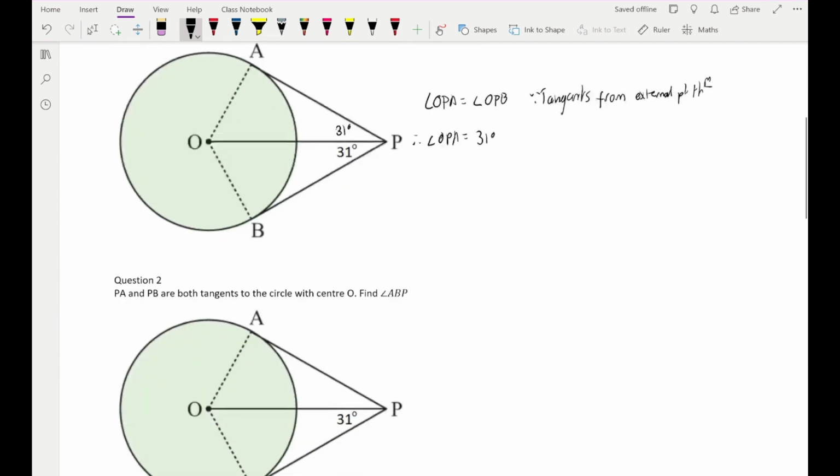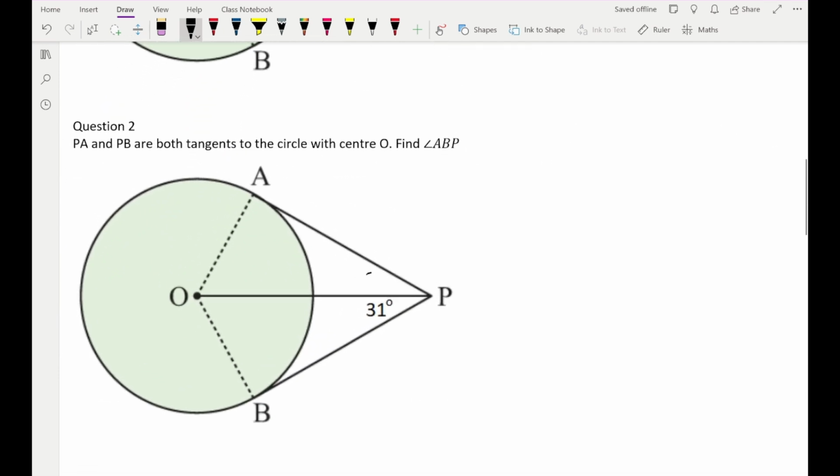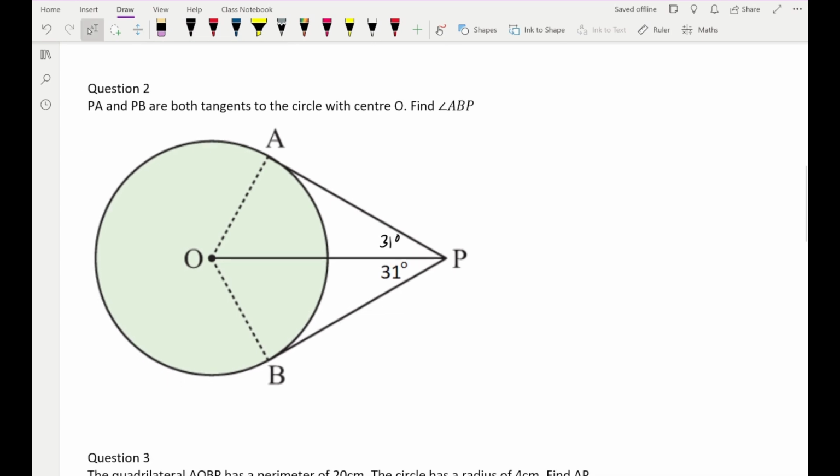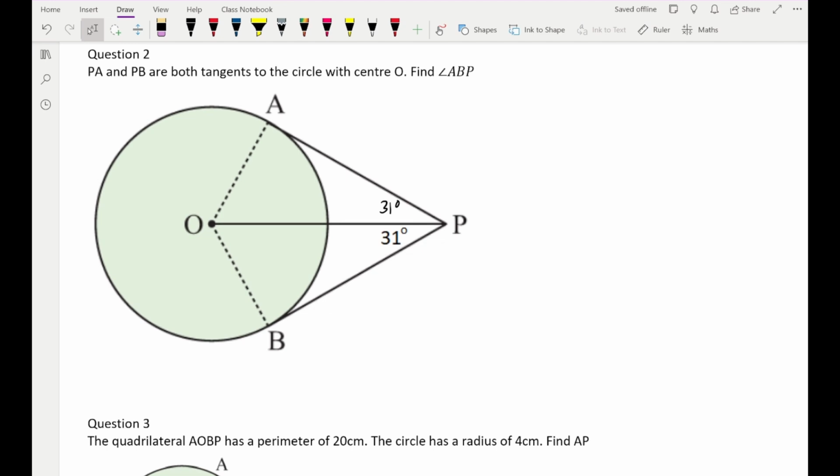Next question we have kind of goes on from this, so I'm going to start by filling out that as 31 degrees. PA and PB are both tangents to the circle. Find angle ABP. So the angle we're actually looking for isn't on the diagram yet, but it will be. Angle ABP is that angle in there. That's what we're looking for. Okay, cool. So a couple things we could do. You can potentially assume that's a right angle, but that's a bit dangerous. We can do it without assuming it's a right angle.